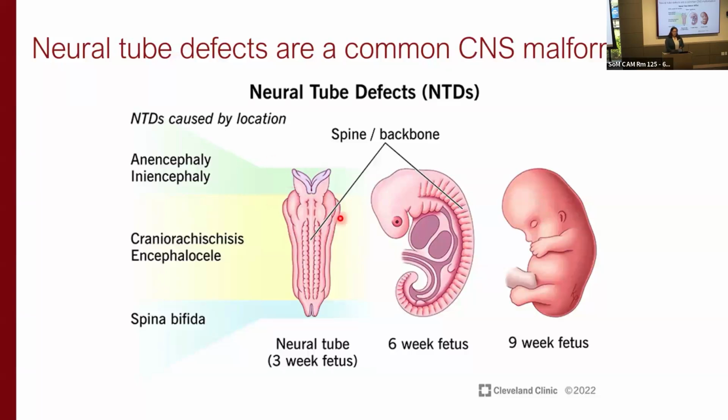If you have a failure of closure of the rostral neural tube anteriorly, that leads to problems like anencephaly or exencephaly, which are universally fatal. And if you have problems of closure of the caudal neural tube down here, that leads to spina bifida. So it includes meningocele, myelomeningocele, both open defects and closed defects.